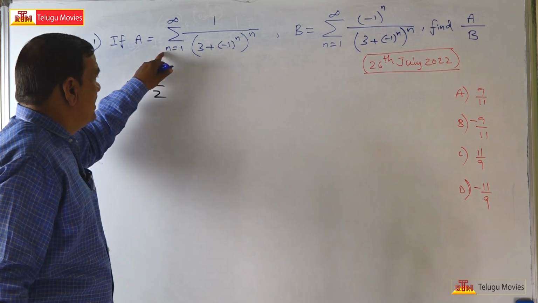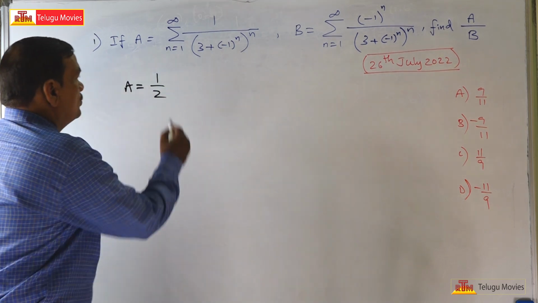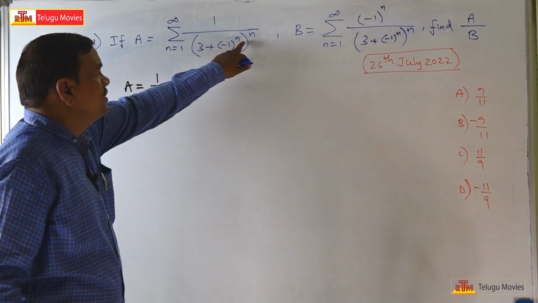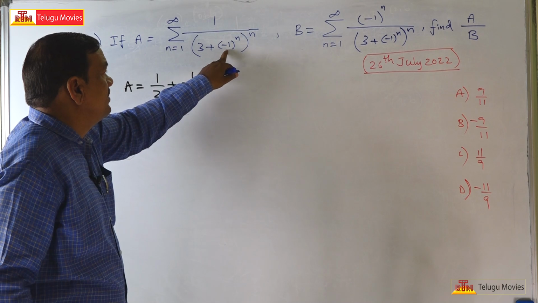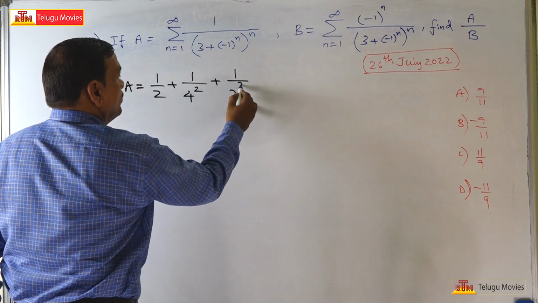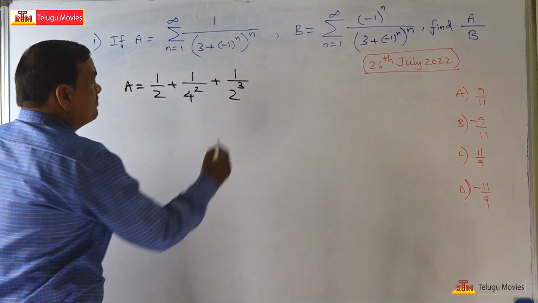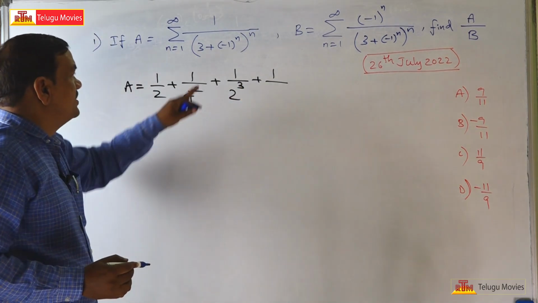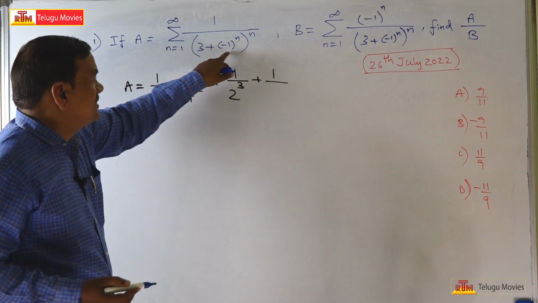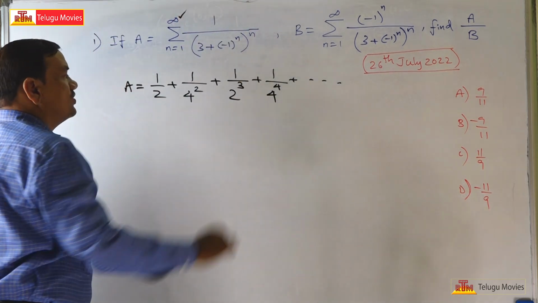First term. Put n is equal to 2. If you substitute 2 here, it will become positive: 3 plus 1, 4. So this is equal to plus 1 by 4 square. Now substitute n is equal to 3. It will become negative, and it will become again 2, so 1 by 2 whole cube. So 1, 2, 3 you are substituting. Next, what you observe? If you substitute n is equal to 4, minus 1 whole to the power of 4 will become plus, 3 plus 1, 4, so 1 by 4 to the power of 4, plus so on infinity.